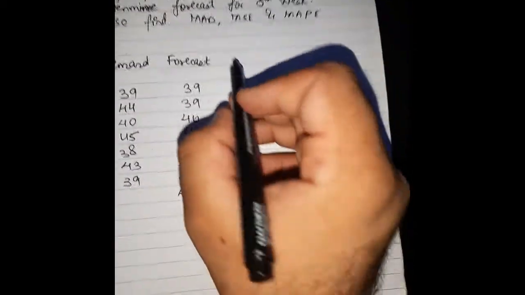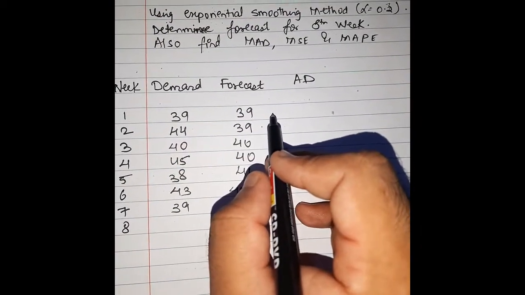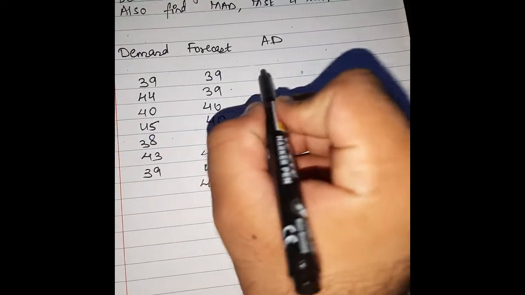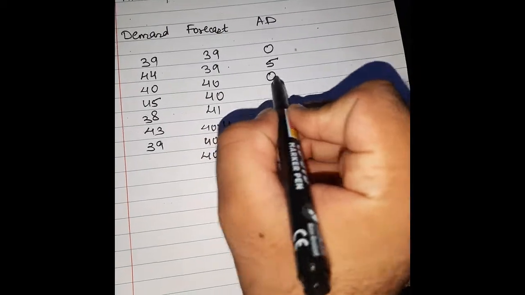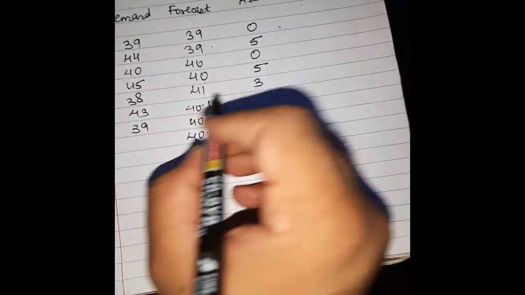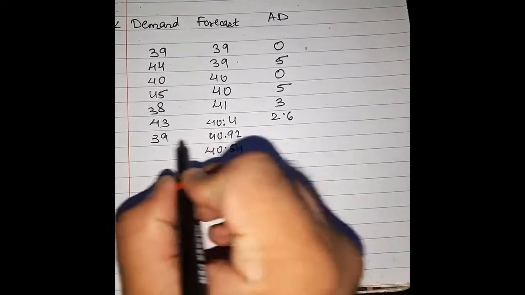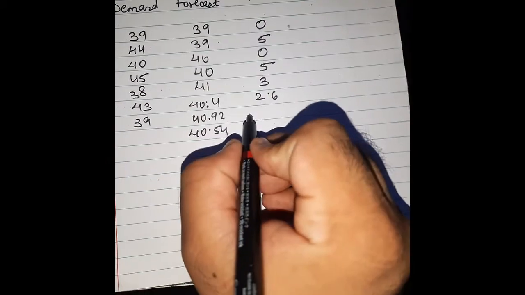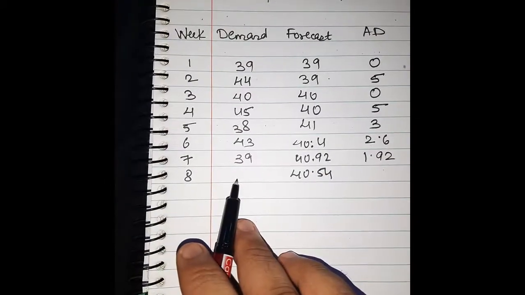Now we'll find the absolute deviation, which is nothing but the demand minus forecast, and we don't consider a negative value. So 39 minus 39 is 0, 45 minus 40 is 5. We don't consider a negative sign here. 43 minus 40.4 will be 2.6. 39 minus 40.2 is 1.92. We don't consider it here because the demand is not given here.